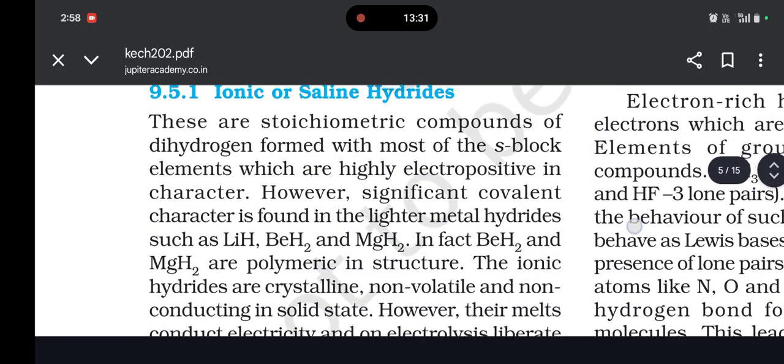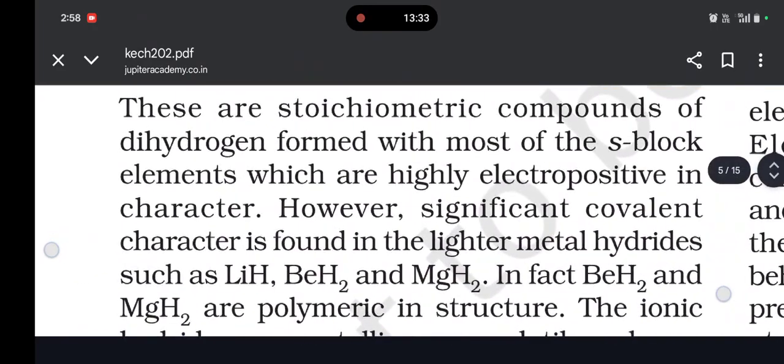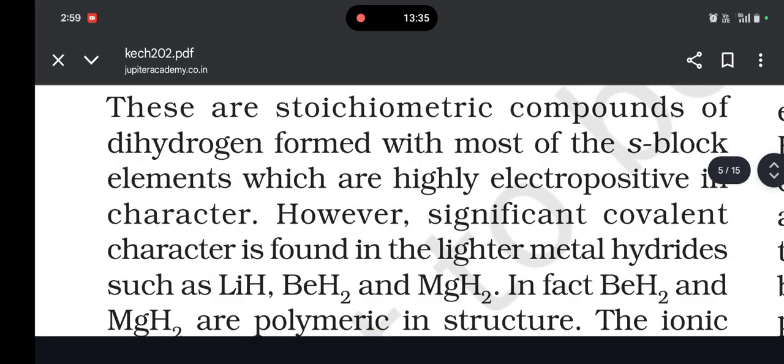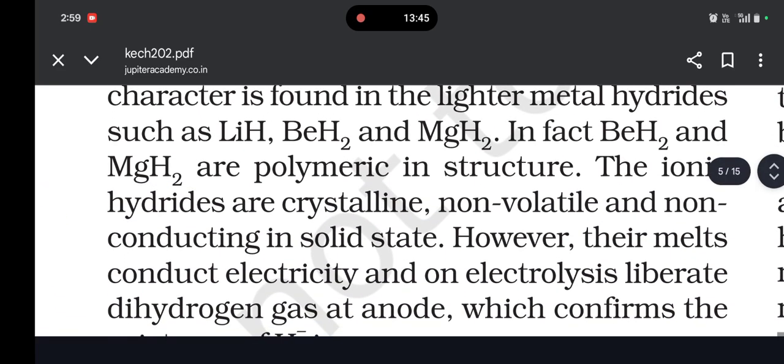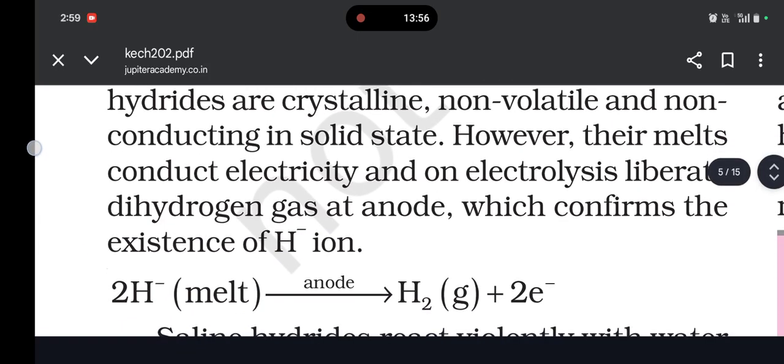Number 1. Ionic or saline hydrides. They are stoichiometric compounds of dihydrogen formed with most of the s-block elements, which are highly electropositive in character. However, significant covalent character is found in the lighter metal hydrides such as lithium hydride, beryllium hydride and magnesium hydride. In fact, beryllium hydride and magnesium hydride are polymeric in structure. The ionic hydrides are crystalline, non-volatile and non-conducting in solid state.